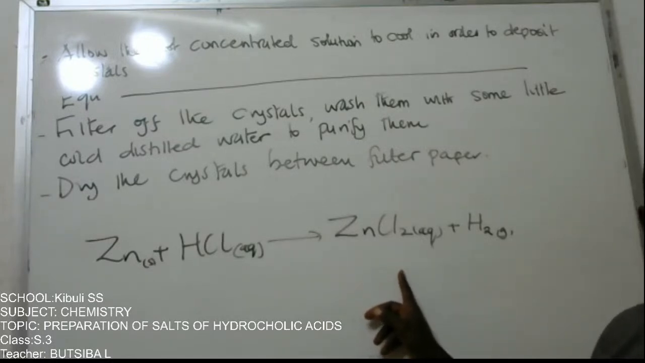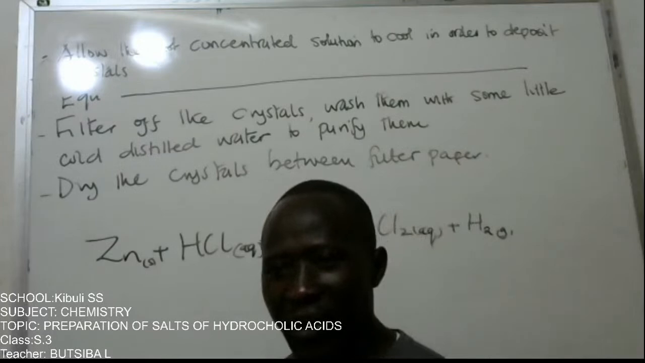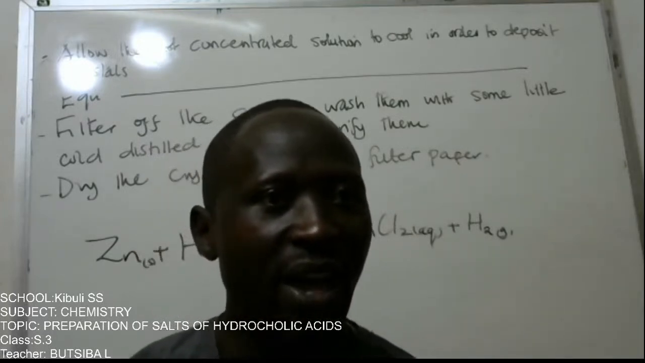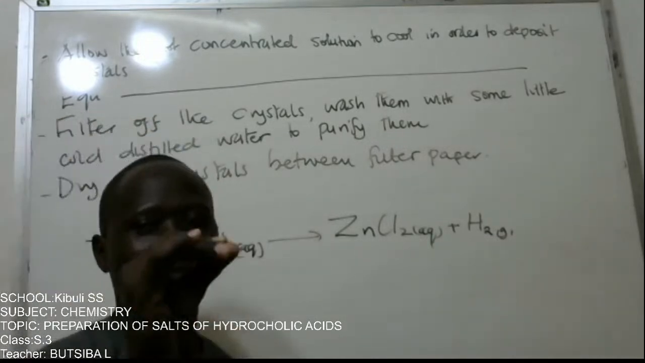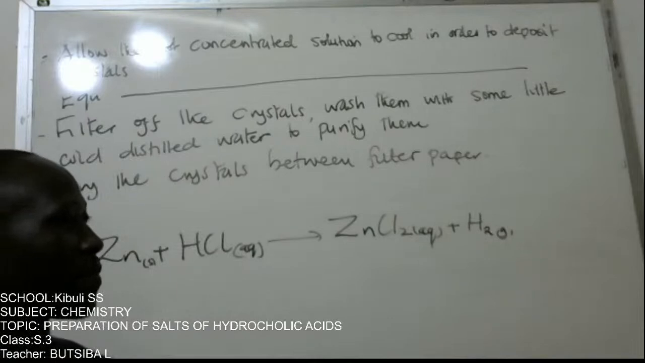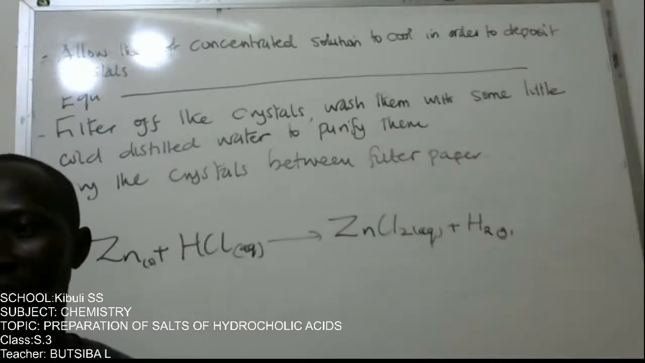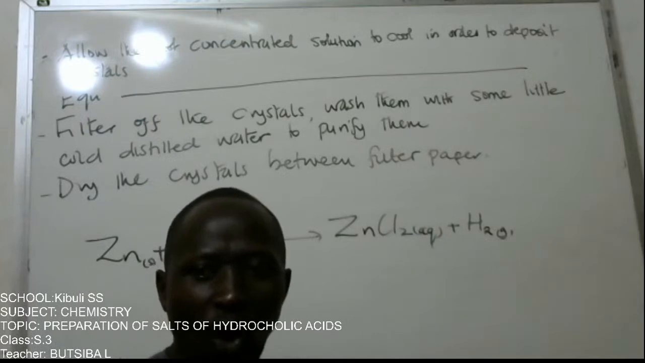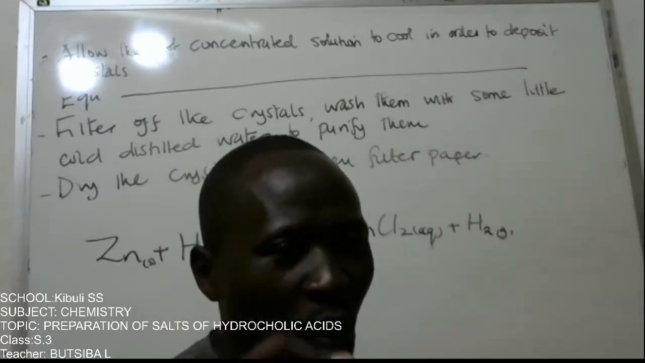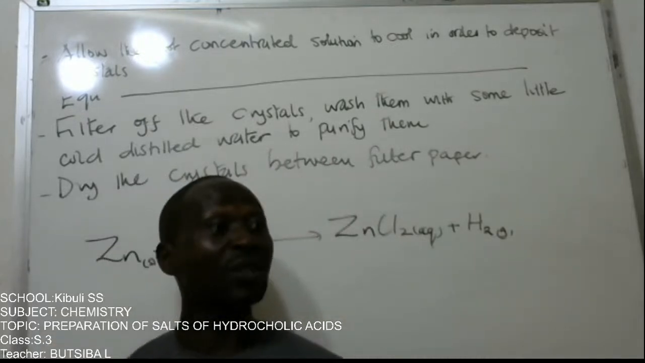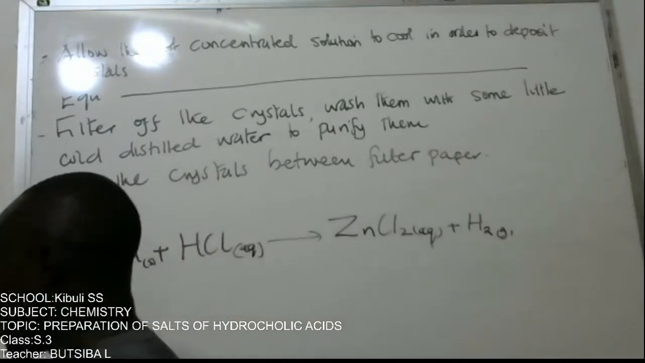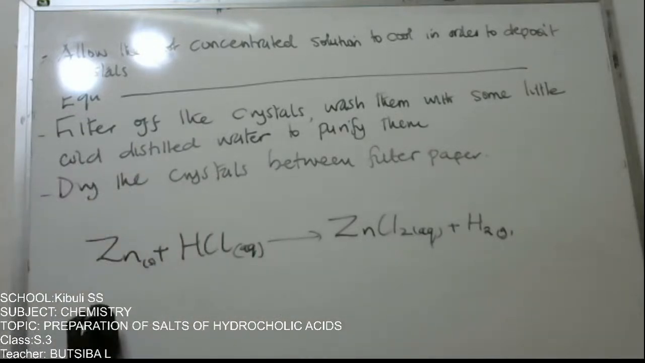So what was our next statement? Gently boil the filtrate to drive off excess water until the solution is concentrated. Next step: allow the hot concentrated solution to cool in order to deposit crystals. What followed next? The equation. So what's the equation now? The equation now is zinc chloride as a hot concentrated solution.